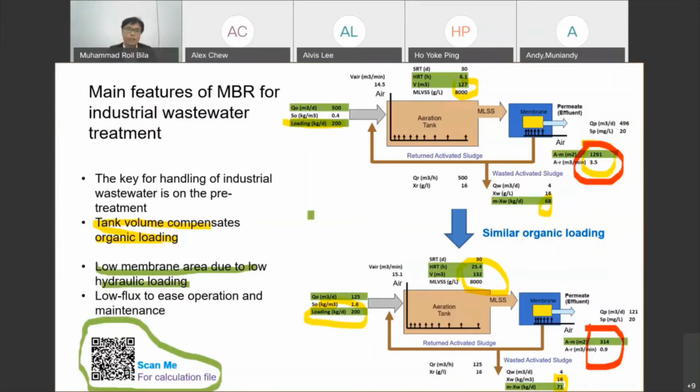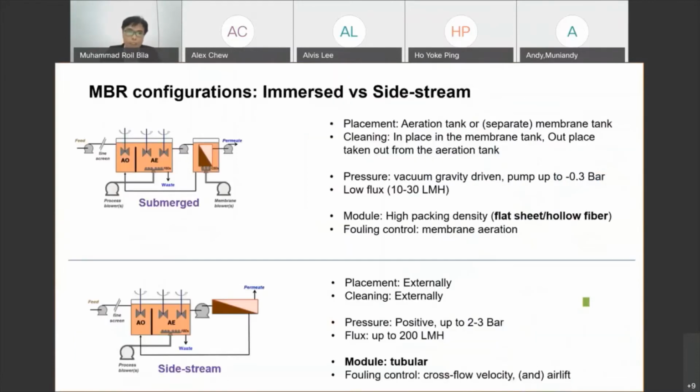The main feature, I'll mention it again, is that tank volume will compensate the organic loadings. So it's really a function of organic loadings. If you have the same organic loadings, you will have more or less the same total volume of the tanks. But if you have a high strength wastewater with a very high COD, you will have less membrane area. So it's more attractive to use MBR, because now you will invest less in terms of membrane area. So let's move on to the next one.